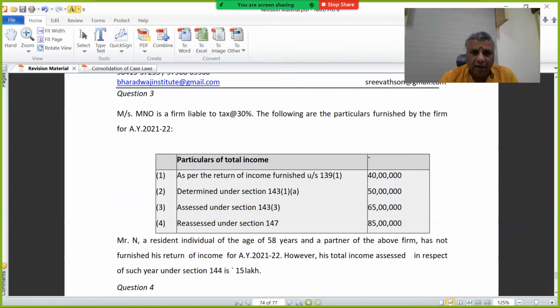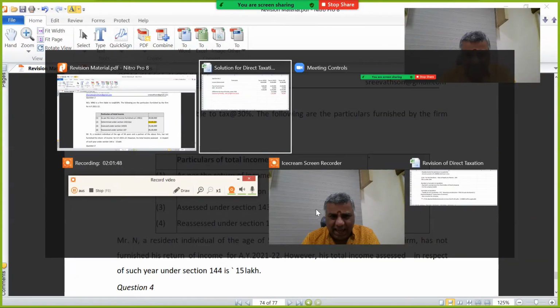Question number 3. Messrs. M&O is a firm liable to tax at 30%. The following are the particulars furnished. As per the return furnished, 50 lakhs, 65 lakhs, 85 lakhs. Mr. N, a resident individual of the age of 55 and a partner of the above firm, has not furnished his return of income for 2021-22. However, his total income is 15 lakhs. Let's come to this question later. First, let us complete the same question.